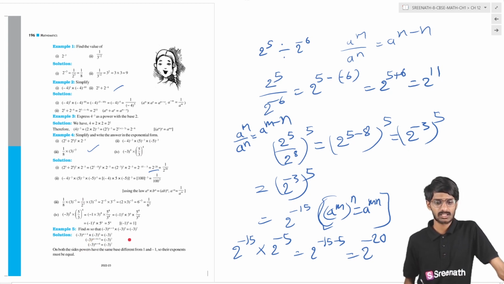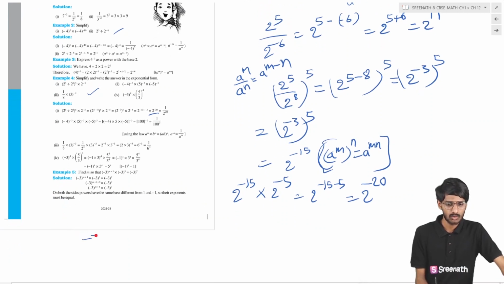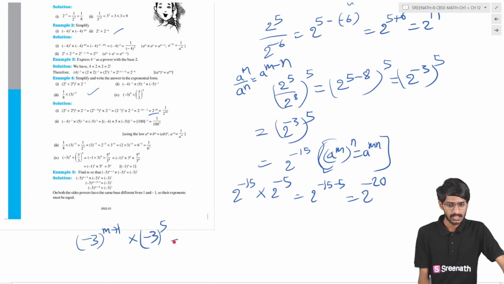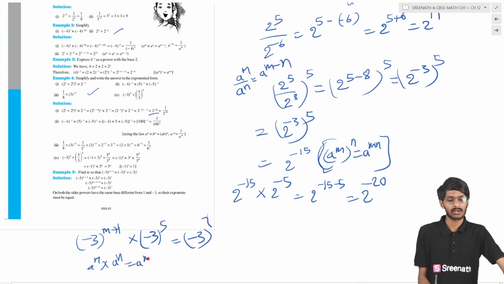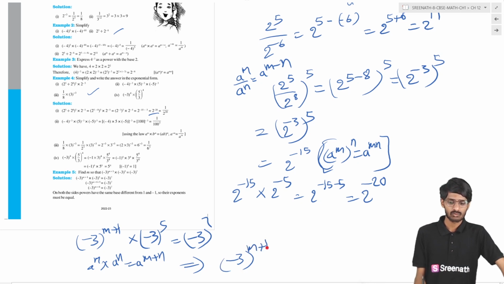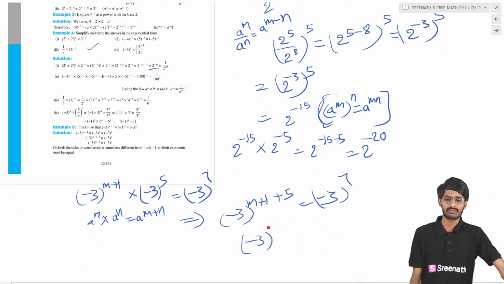So this is somewhat difficult looking, students. I will tell you. Okay, there is minus 3 whole to the power of m plus 1 into minus 3 whole to the power of 5, that is equal to minus 3 whole to the power of 7, students. So in this example how can we do it? These are the things of a power m into a power n equal to a power m plus n. So according to this, minus 3 whole to the power of m plus 1 plus 5, so minus 3 whole to the power of m plus 6 is equal to minus 3 whole to the power of 7.